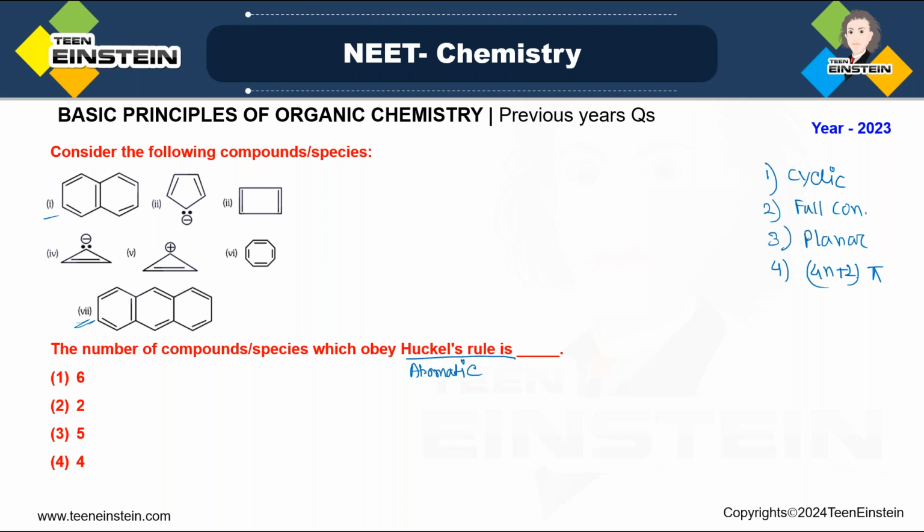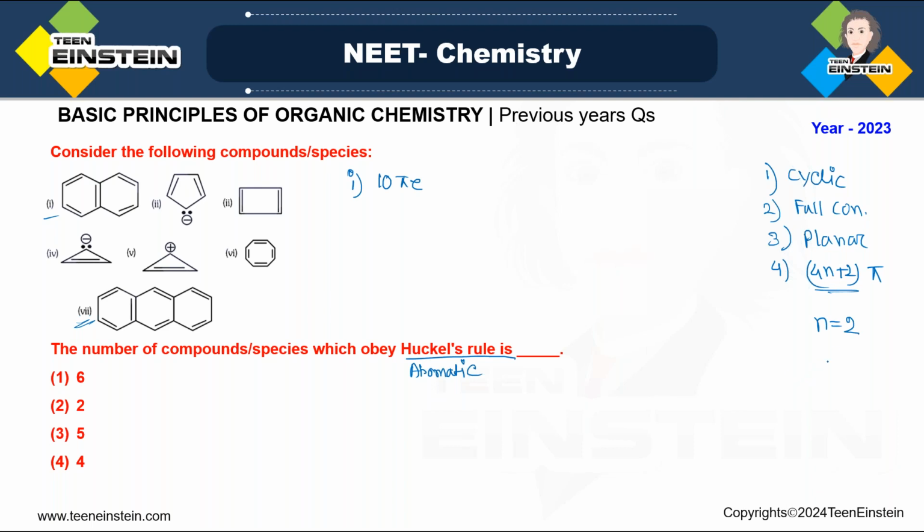Now come to the first one. The first molecule is naphthalene. Here we have a total of 5 pi bonds, so 5 pi bonds means a total of 10 pi electrons will be there. Now is it satisfying 4n plus 2? Yes. When you put n value equal to 2, it is 4 into 2 plus 2. That means it is 10 pi electrons.